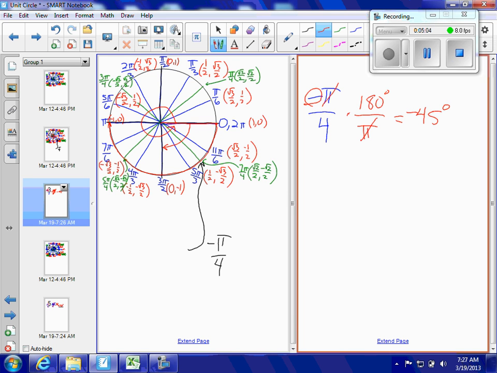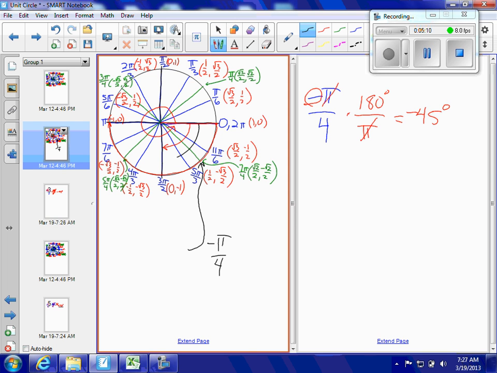Does that match up with what we have over here? Yeah, I'd say so. If I go from here all the way to my negative 90 degrees, that would be negative 90 degrees, but I'm only going to this spot right here, cutting that in half. That is a negative 45 degrees, so it looks just about right. But I'm doing this to try and get you into the habit of visualizing the unit circle when you do these kind of problems.